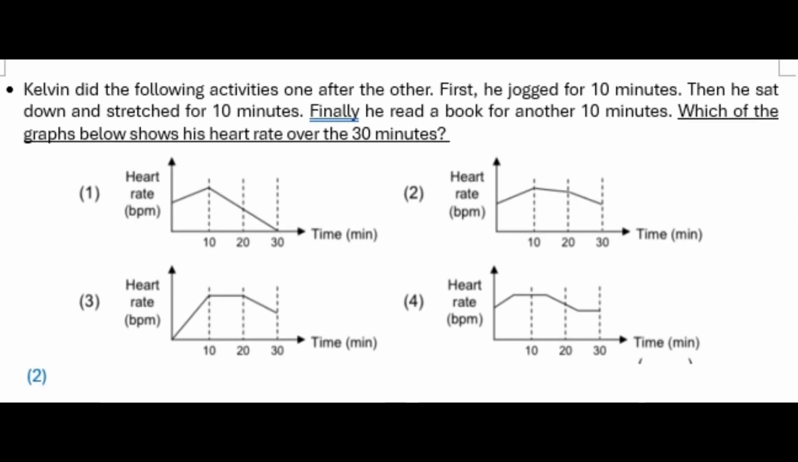Kelvin did the following activities, one after the other. First, he jogged for 10 minutes. Then he sat down and stretched for 10 minutes. Finally, he read a book for another 10 minutes. Which of the graphs below shows his heart rate over the 30 minutes? 2.